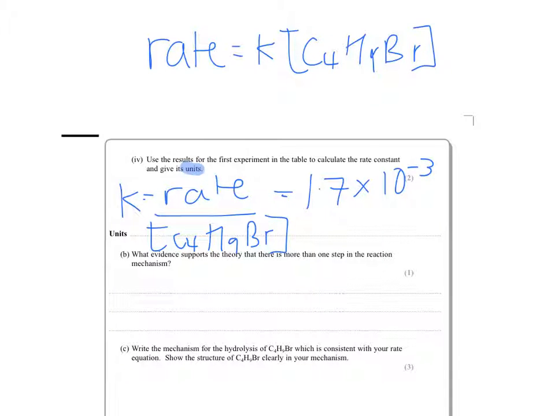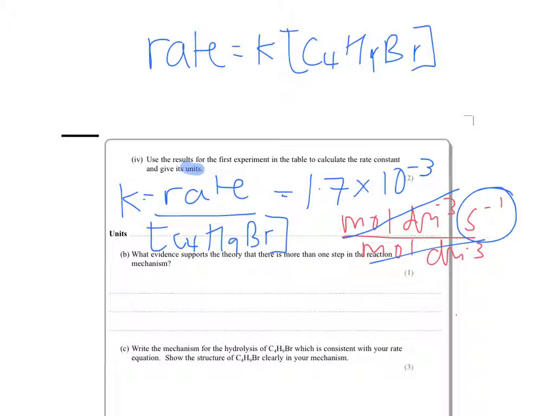For the units, you just look at the units of rate and the units of concentration. So if K is equal to rate in moles per decimeter cubed per second, the change in concentration per second, and your concentration is given in moles per decimeter cubed, then all that happens is your moles per decimeter cubed cancels with your moles per decimeter cubed, leaving you with seconds to the minus 1 as your units.